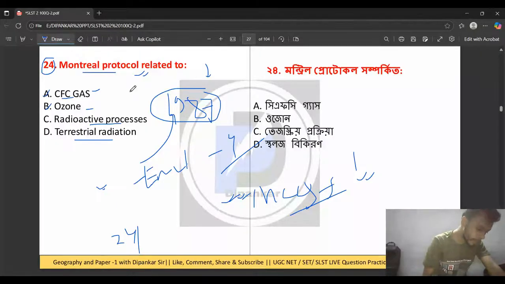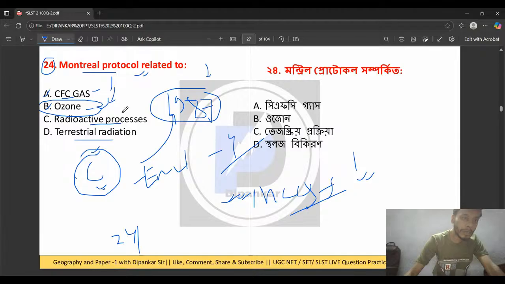I have not received an answer yet, so everyone please answer. Montreal Protocol is related to what? Ozone. Yes, due to the ozone hole or ozone gas. So option number C is the right answer. Montreal Protocol is related to the ozone.